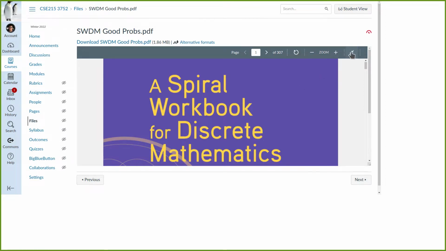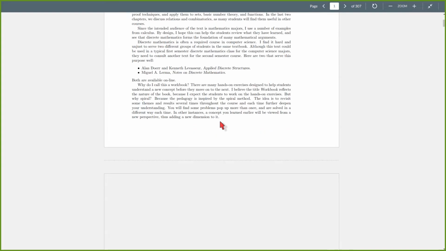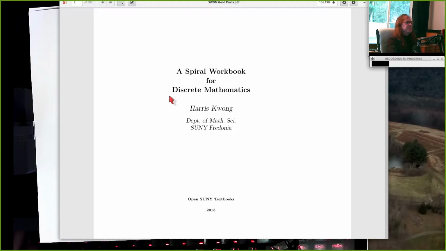Yeah, the zoom feature is kind of weak. All right, I'd say Zoom's pretty garbage. Yeah. So 3.4. And I have this downloaded. I'll switch to that if we need to. All right, so I'm going to give up on Canvas and just go to a PDF.